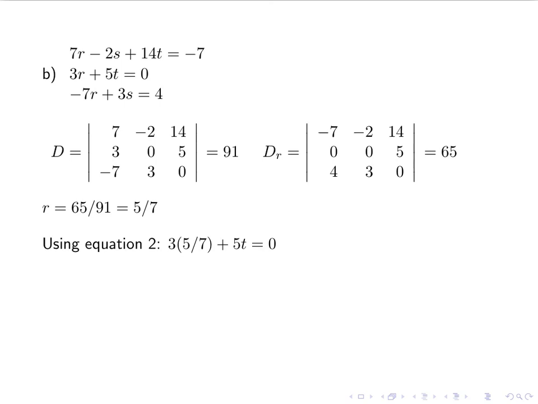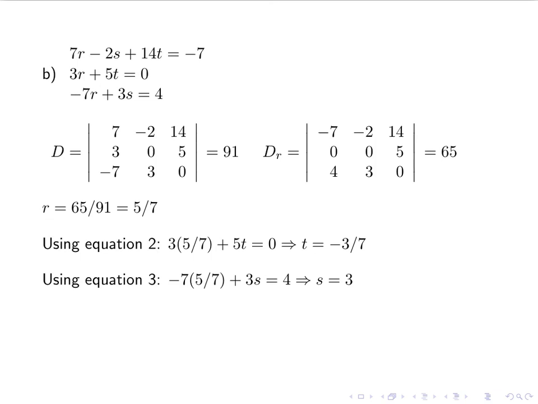So again, I'm going to use the equations where a variable is missing. So equation 2, I plug in my R and I solve for t. So 3 times 5/7 plus 5t equals 0 tells me that t equals -3/7. And then I'll plug r into equation 3. So negative 7 times 5/7 plus 3s equals 4. And s should be 3.